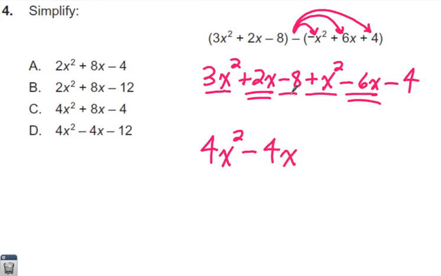And then we have -8 and -4, which combine as like terms to make minus 12. So the answer is D. Once again, the only distributing is that minus sign. It's not bubble times bubble. We're just subtracting that whole bubble.